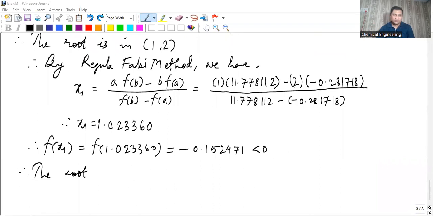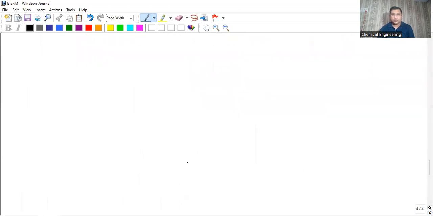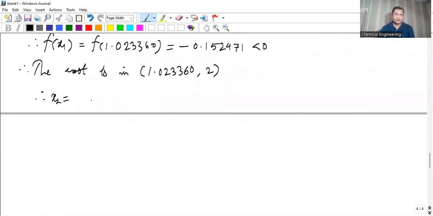Okay, so we got this one. So we can say the root is in, we update this value 1.023602. Okay, so again, we can go for the next iteration. So let us go for another iteration. So we can have x2 is equal to. So we got here a 1.02336 into. This is going to be f of 2.